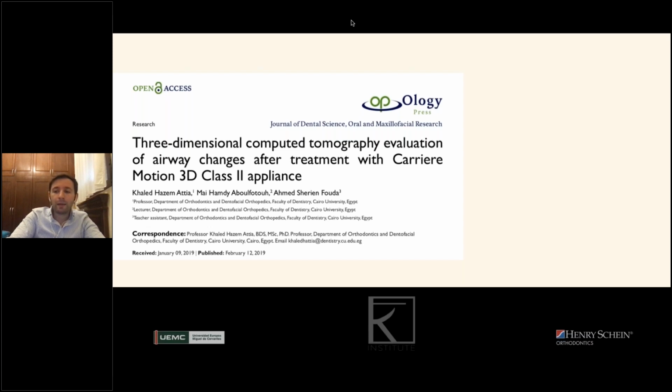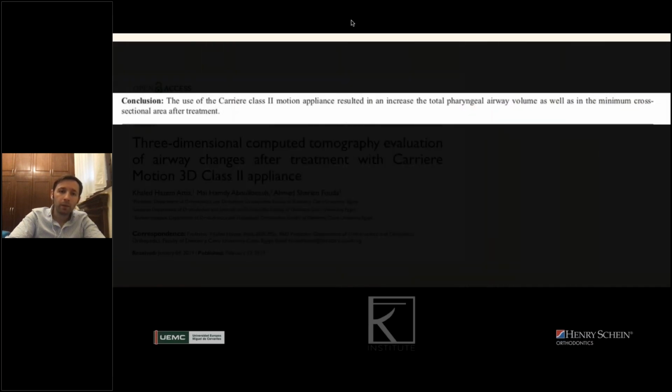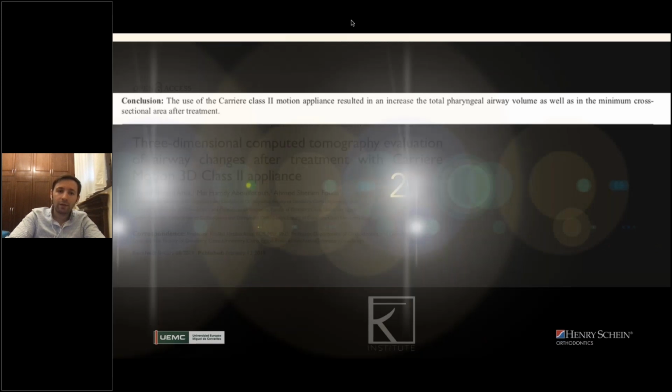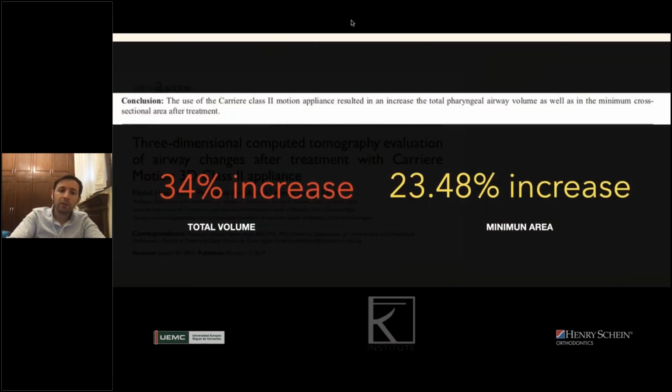But what happens in 3 dimensions, because all of this is clinical? What happened when we see a CBCT? Dr. Atia saw that there is an improvement of the airways. Look at, there is a 34% increase of the total volume, and there is as well a 23.45% increase of the minimum area. This is perfect for us because we know that we are improving the quality of life of a patient. For us, it's the best news that we can have.